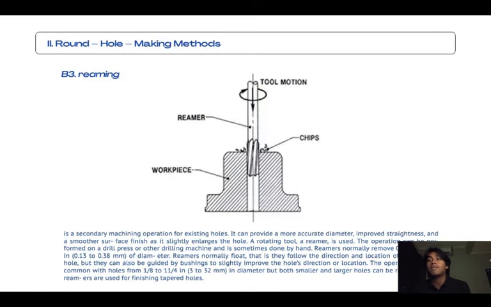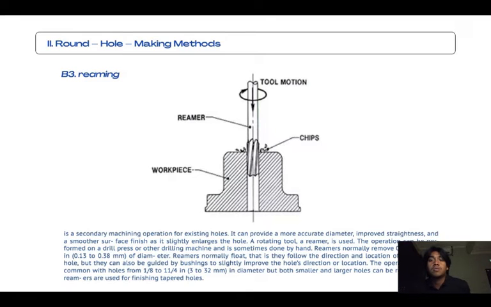Reamers normally remove 0.005 to 0.015 inch, or we can convert that to 0.13 to 0.38 millimeters of diameter. And the reamers normally float, that is, they follow the direction and location of the existing hole, but they can also be guided by a bushing to slightly improve the hole's direction or location.